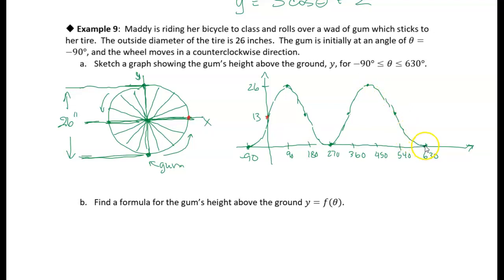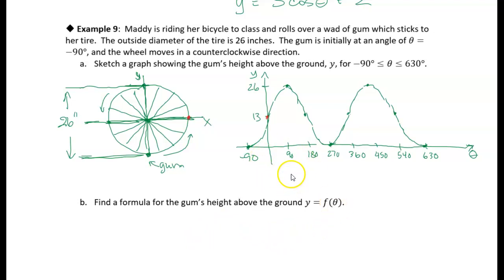Okay, so there's a sketch. This is the angle theta, and this y is her height, the height of the gum above the ground. So that's the path the gum is going to take, or at least the height of the path. Now the second part asks me to find a formula for this function, for the height of the gum above the ground in terms of theta.